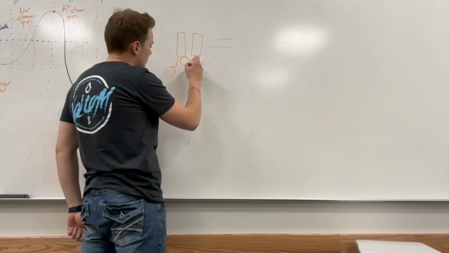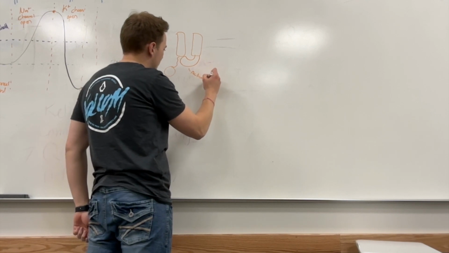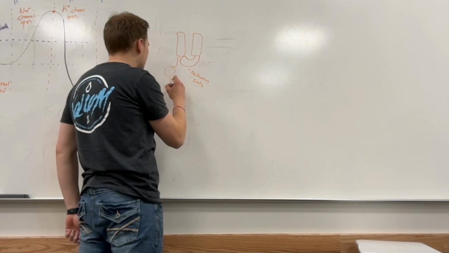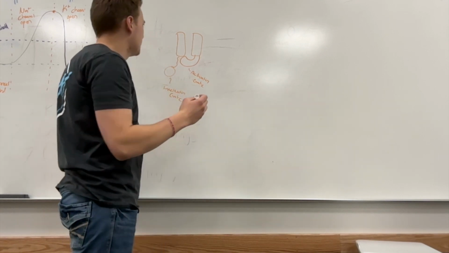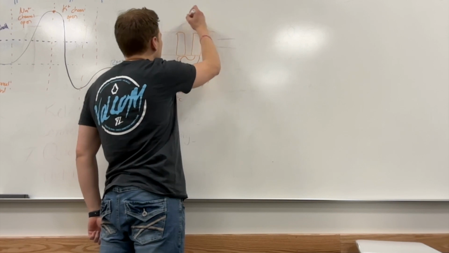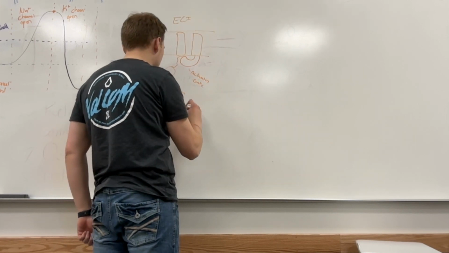So this right here is called the activation gate. And this is called the inactivation gate. And then this, if I were to add some membrane here, this is the ECF, and this is the ICF.